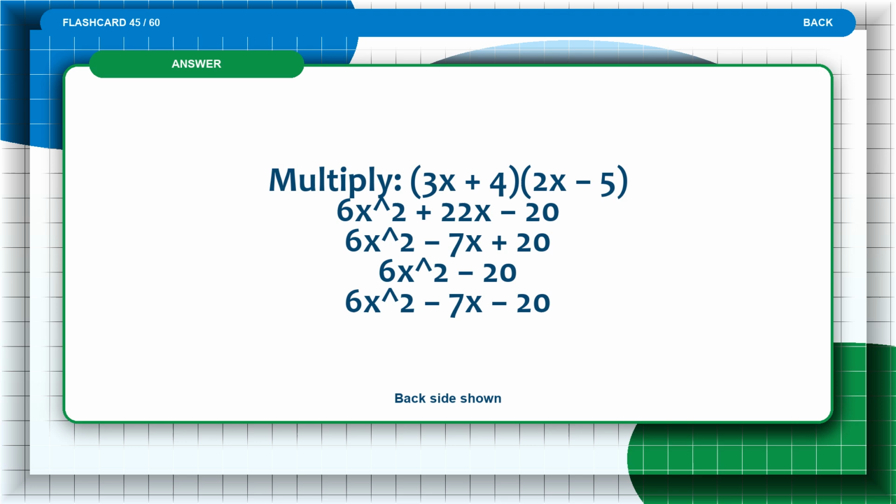The answer is, multiply (3x + 4)(2x - 5): 6x² + 22x - 26x² - 7x + 26x² - 26x² - 7x - 20.